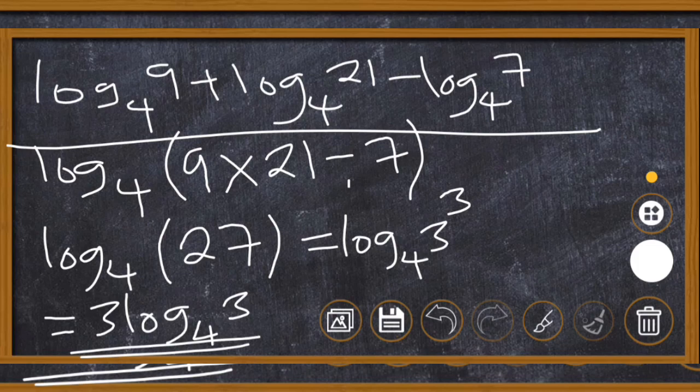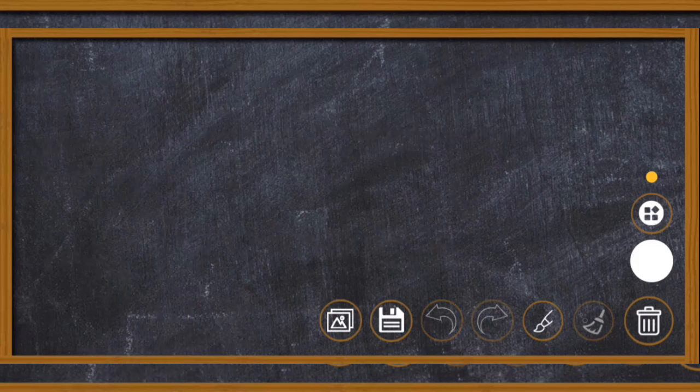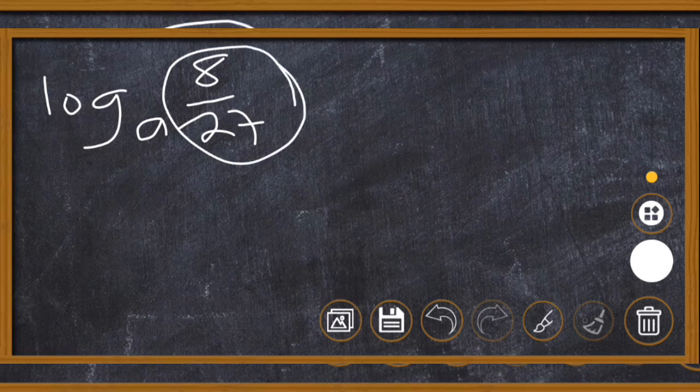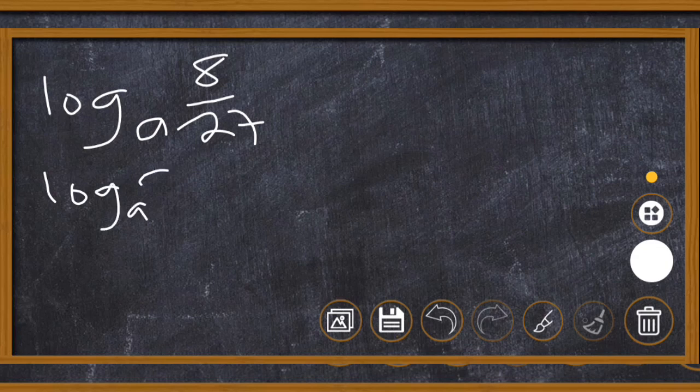So let's look at more examples. Let's say we have been given log a of 8 over 27. How can we simplify this? According to logarithmic rules, it means that here you are subtracting. So in this case, we're going to have log a of 8 minus log a of 27.